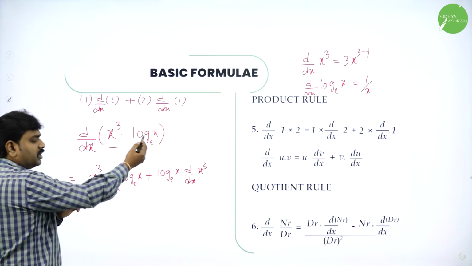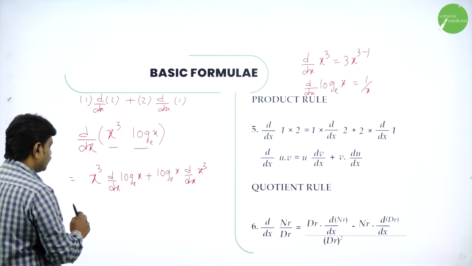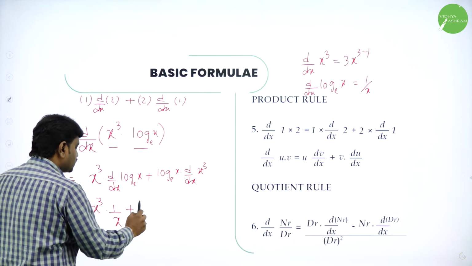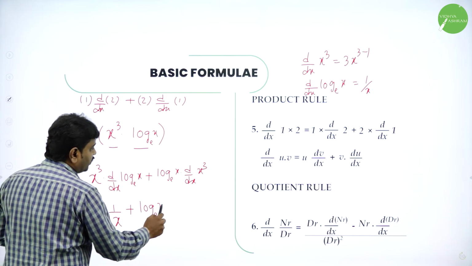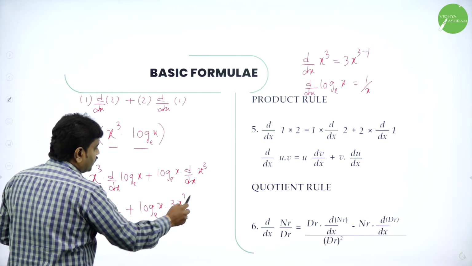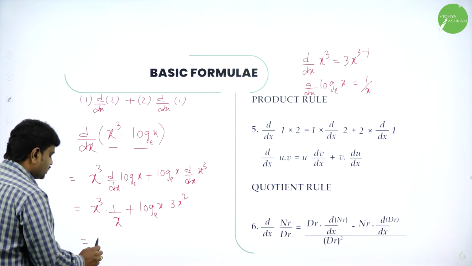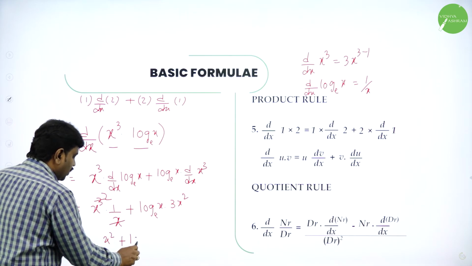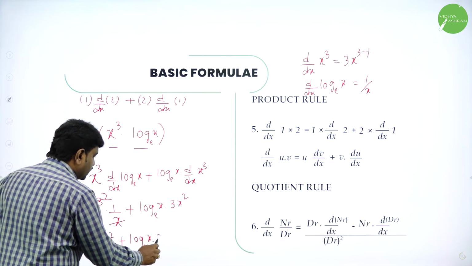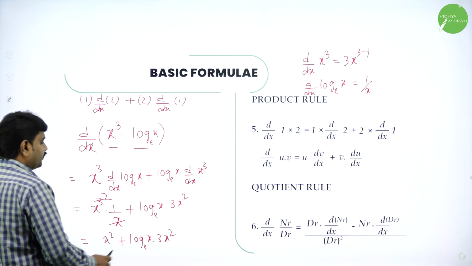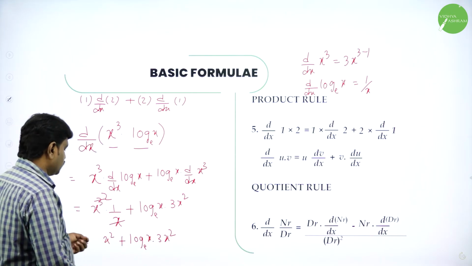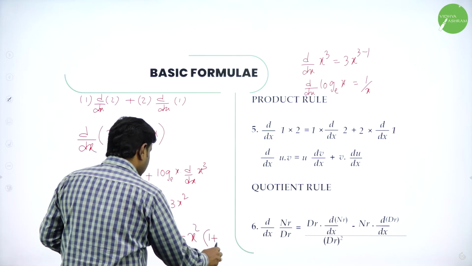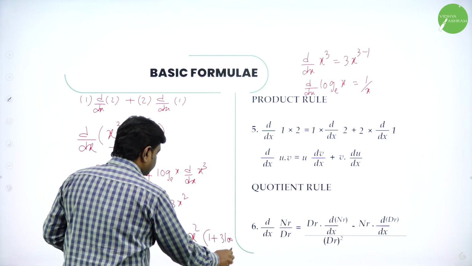So x cube into d by dx of log x plus log x into d by dx of x cube, that is x cube into the derivative of log x, 1 by x, plus log x into the derivative of x cube, 3x square. Now simplify this. It will become x square plus log x into 3x square, or you can take x square common. If I take x square common, I will be left with 1 plus 3 log x.